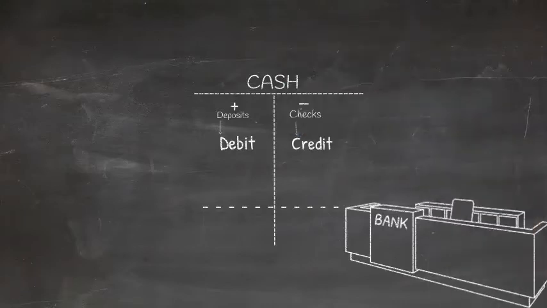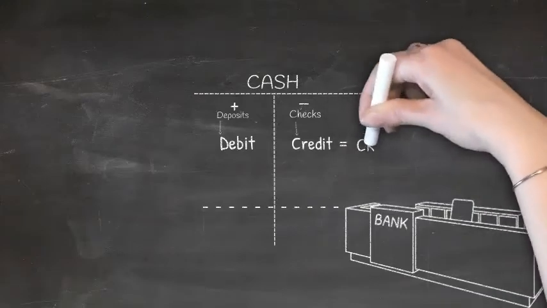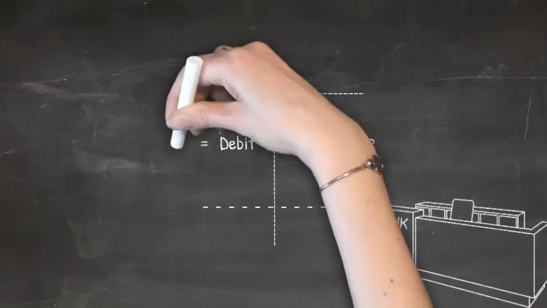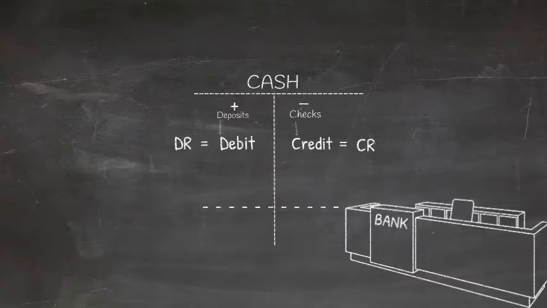While I'm here, this is probably a good time to mention that we almost always abbreviate credit as CR and debit as DR. Yeah, I know there's no R in debit, but apparently there was in 1494, so we're stuck with it.